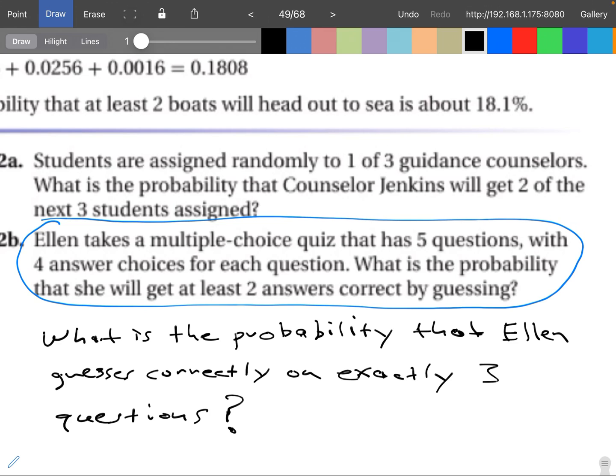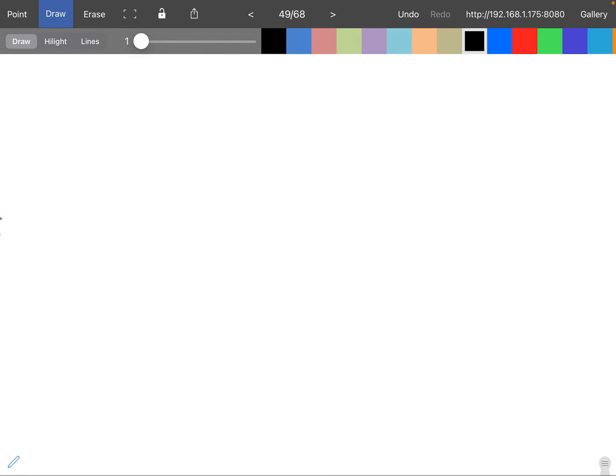All right, so let's go over on this side and we'll rewrite that formula. So the formula we're going to use is the probability of R successes is equal to this combination where we've got N trials and R successes times the probability of success to the R power and times the probability of failure to the N minus R power.